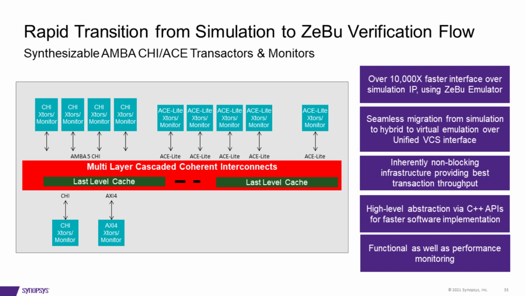So we provide synthesizable AMBA CHI and ACE transactors and monitors for the emulation flow. Here we have over 10,000x faster interface over simulation IP using the Zebu emulator. It provides seamless migration from simulation to hybrid to virtual emulation over a unified VCS interface. Inherently, it provides a non-blocking infrastructure, providing the best transaction throughput, and it provides high-level abstraction via C++ APIs for faster software implementation. It gives you functional as well as performance monitoring.